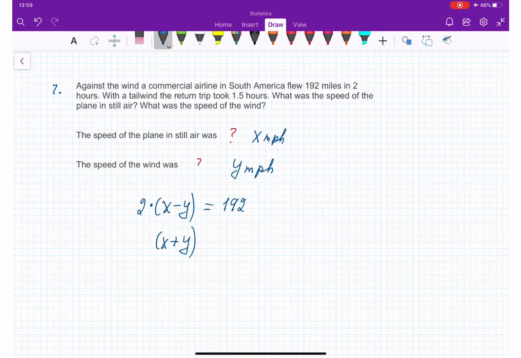One thing you need to remember, that time times speed is equal distance. Okay? Let me take this in red color. So time in our case is 2 hours. Speed x minus y, and the distance is 192. Next, in the case of tailwind, it's gonna take 1.5 because it's helping, right?